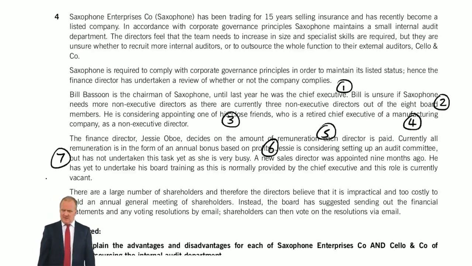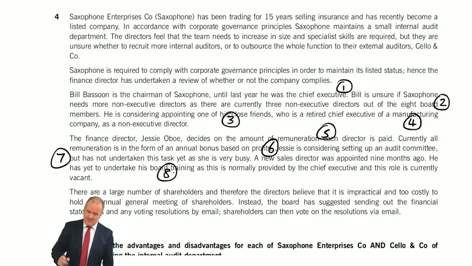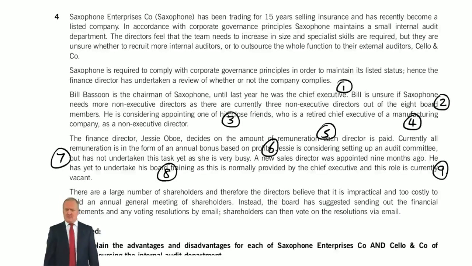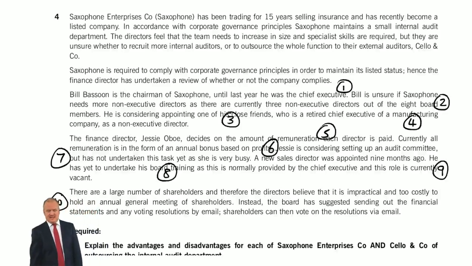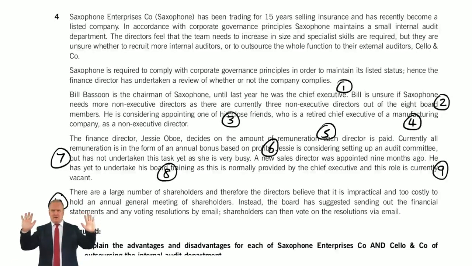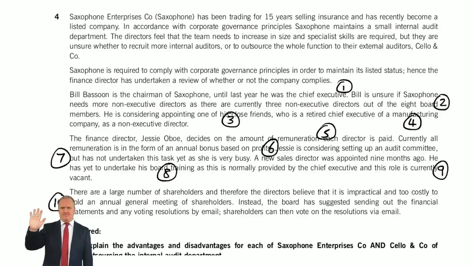A new sales director was appointed 9 months ago. He has not undertaken his board training, as this is normally provided by the chief executive and this role is currently vacant. Oh crikey, they've got no chief executive. There are a large number of shareholders, and therefore the directors believe that it is impractical and too costly to hold an annual general meeting. Instead, the board has suggested sending out the financial statements and any voting resolutions by email. Shareholders can then vote via email. I think there are potentially 10 weaknesses. We need 5. So let me tell you what I think the 5 easiest ones are, ones that I would hope you understand.